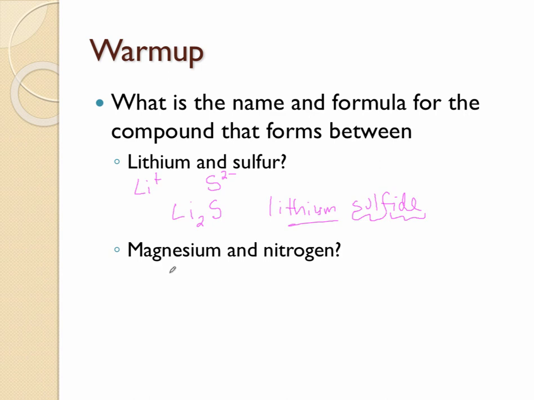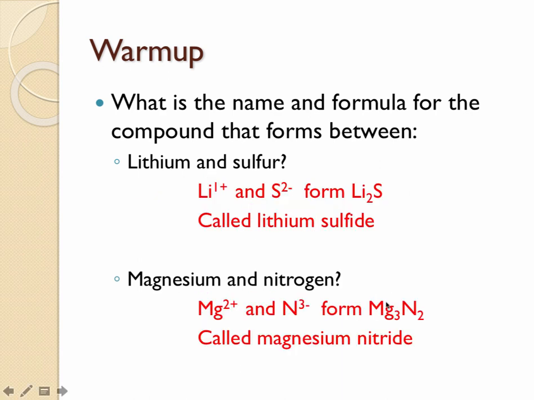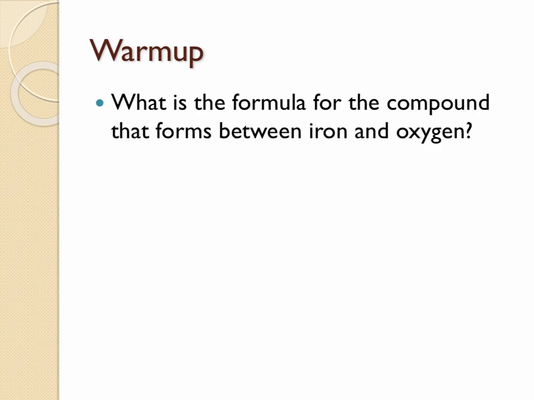So second example, magnesium forms a +2. Nitrogen forms a -3 nitride ion. The name would be magnesium nitride. And hopefully that is what we just did. So we're good.